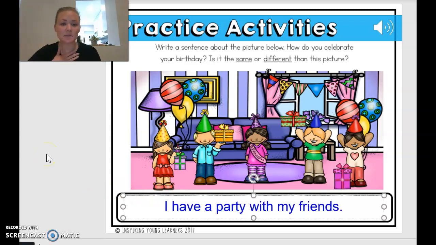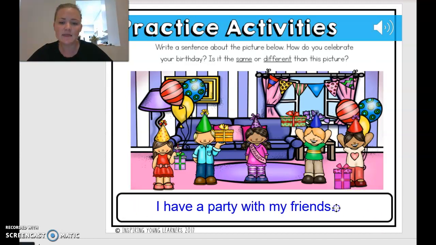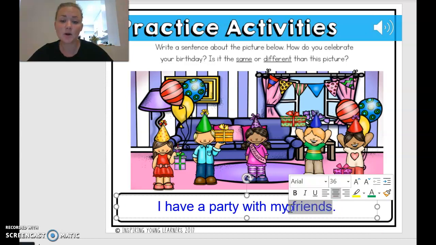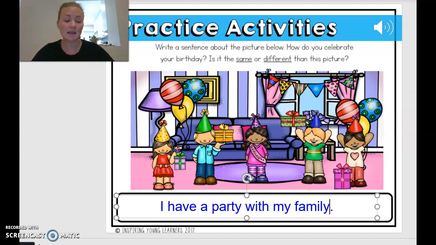The way I celebrate my birthday is similar to this picture, except for I'm not a little kid. This is my sentence: I have a party with my friends. And notice that I made sure to put friends instead of friend because I have more than one friend that would come to my house to celebrate. So go ahead and see if you can write a sentence and think about, maybe you want to say, I have a party with my family.